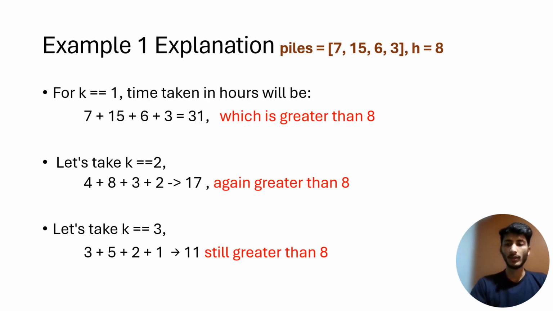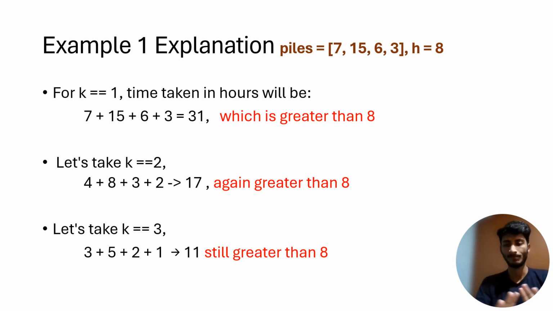or less than that. Obviously, because let's suppose the maximum value is 15. So we could have eaten 15 in 1 hour, and if in the second pile the value was less than 15, we could have eaten that as well, and we could have easily eaten all the bananas within h hours. Now let's try to understand how we would approach it in the very brute force manner.